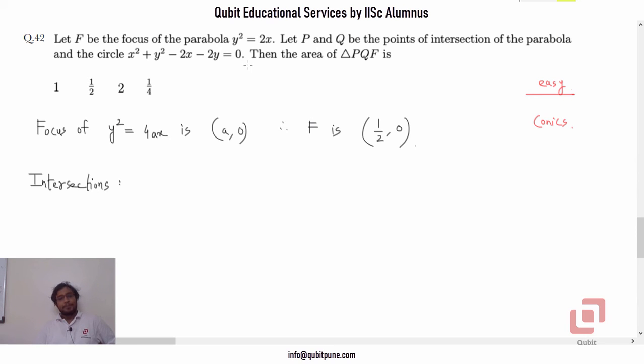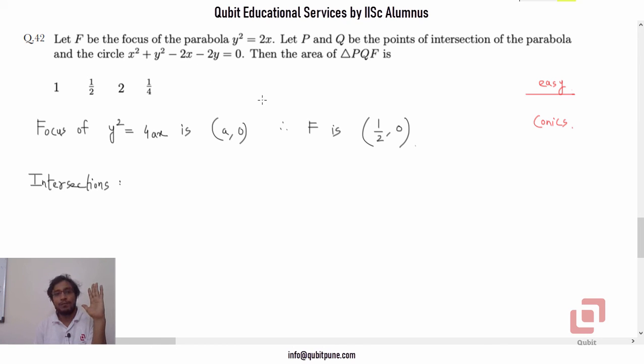Let's go to 42. It is a conic section problem. Let F be the focus of the parabola y squared equal to 2x, and let P and Q be the points of intersection of the parabola and the circle x squared plus y squared minus 2x minus 2y equal to 0. Then the area of triangle PQF is: 1, 1 by 2, 2, or 1 by 4. It's a very simple problem.